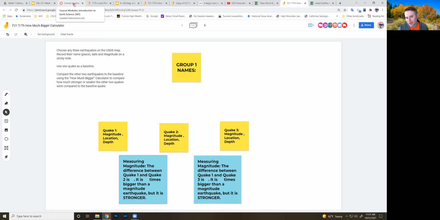All righty. So this should take only about 7 or 8 minutes. It's not a super duper long one, but it's going to give you some time to explore those maps and do some comparisons. How much bigger are these earthquakes from one another, which is kind of cool.